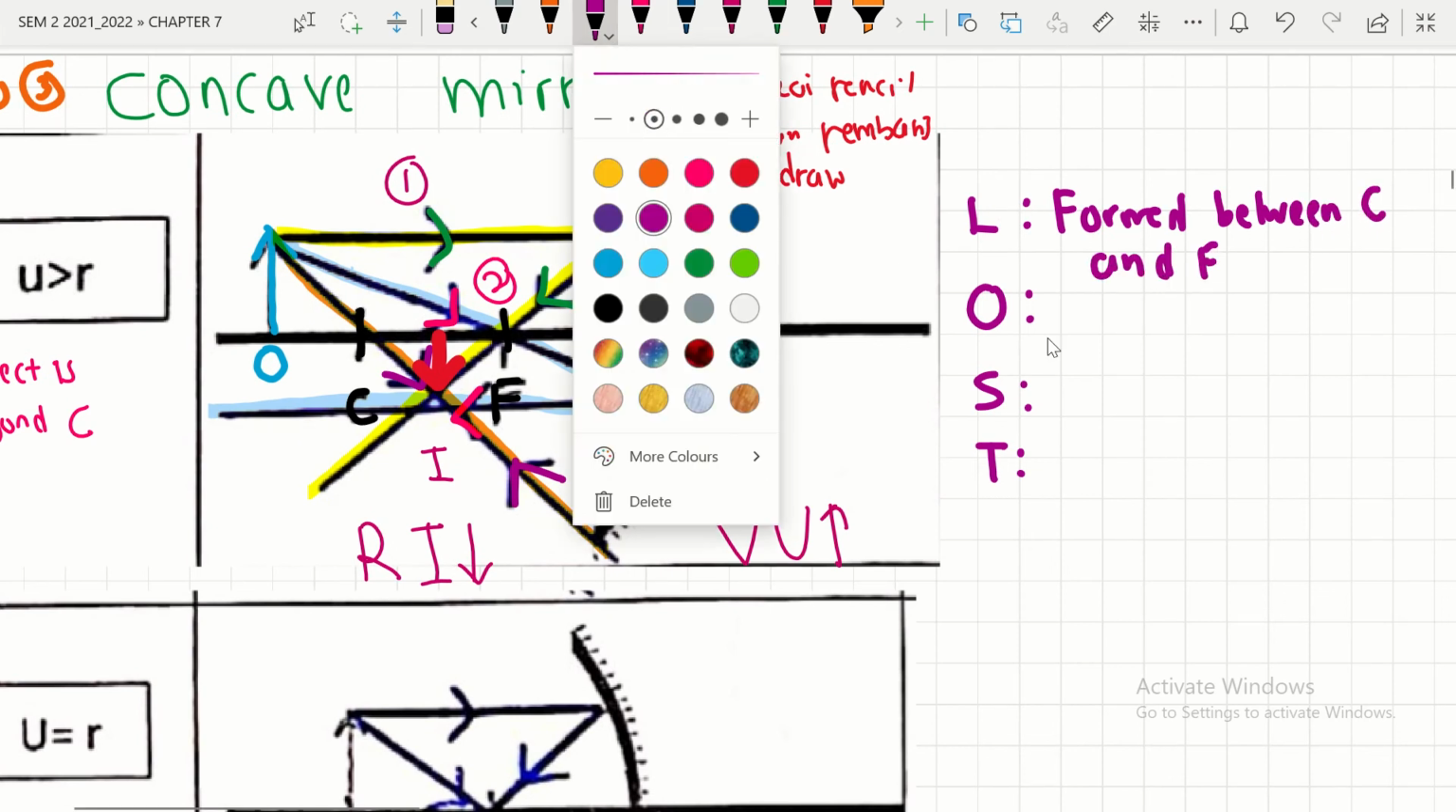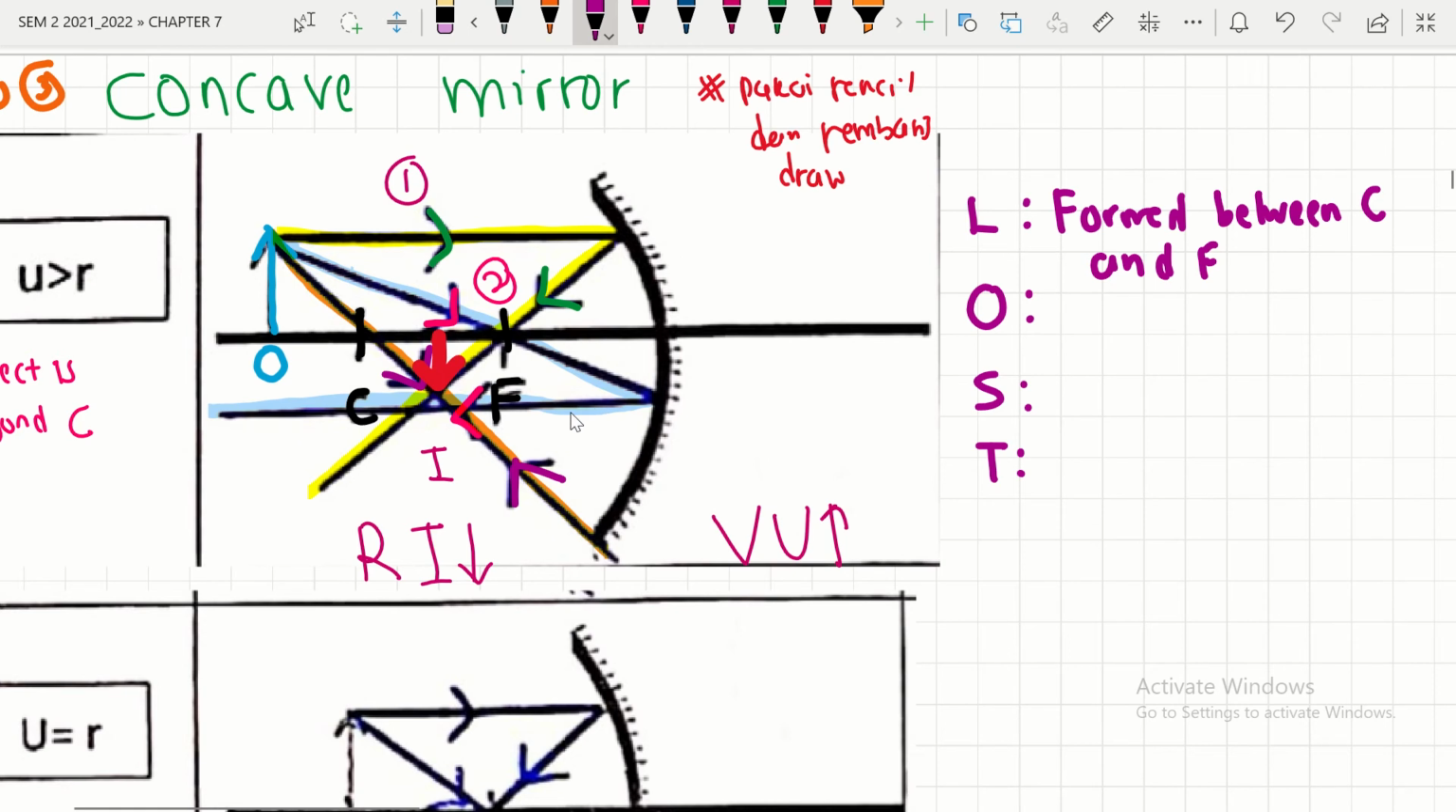Kita tebal sangat. Okay, orientation dia. So, orientation sama ada dia upright ataupun inverted. So, image ni form in front of mirror. Jadi, dia adalah inverted image. What about the size? Nampak sangat objek dia, tengok size dia macam mana, image dia macam mana. Dia adalah diminish. Okay, what about the type of image?